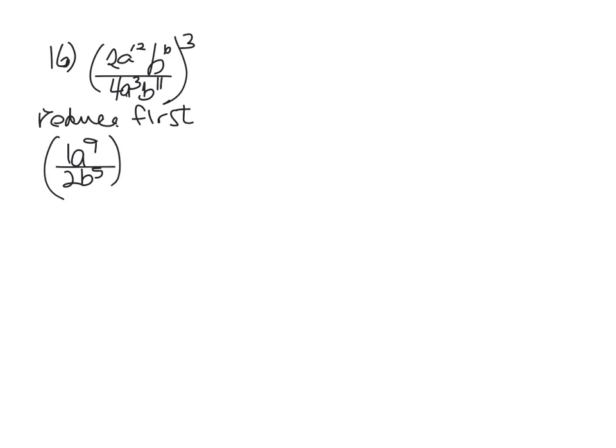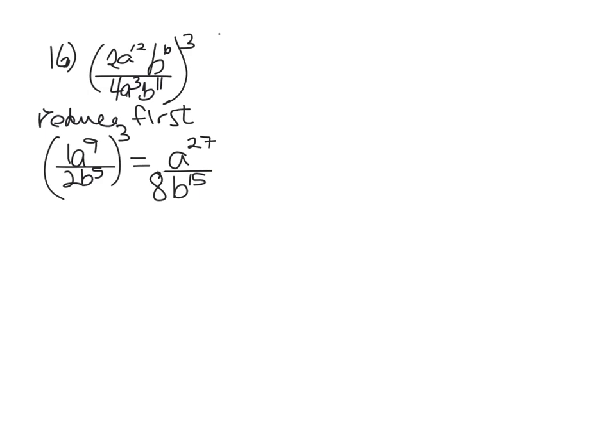And now everything here gets raised to the 3rd power. 1 to the 3rd power is 1. A to the 9th to the 3rd, multiply your exponents, a to the 27th. 2 cubed is 8. And b to the 5th cubed is b to the 15th. The only thing you could do differently is the 1 doesn't necessarily need to be there, because we know it's 1a to the 27th.